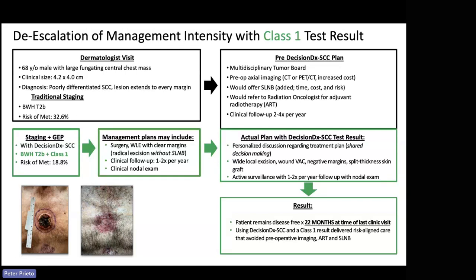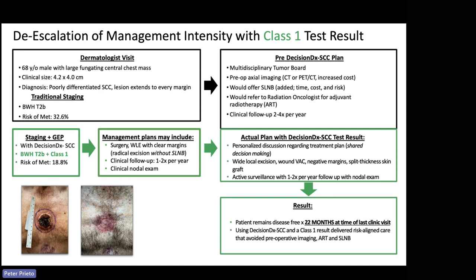But his DecisionDx result was class 1. So now we have a class 2B patient with a class 1 result. The new risk of metastasis is now below 20% at 18.8 and is nearly a 50% reduction and more similar to a cohort risk for that of a Brigham and Women's T2A patient, where I would not typically recommend adjuvant radiotherapy. So now I'm updating his treatment plan accordingly. We did this and we decided to pursue this.